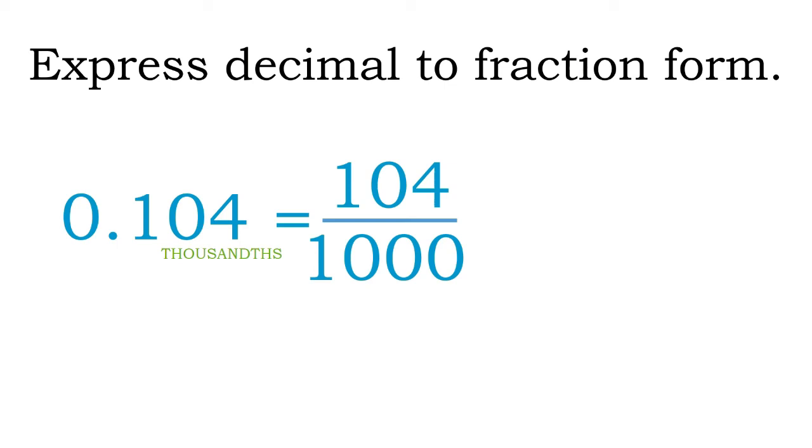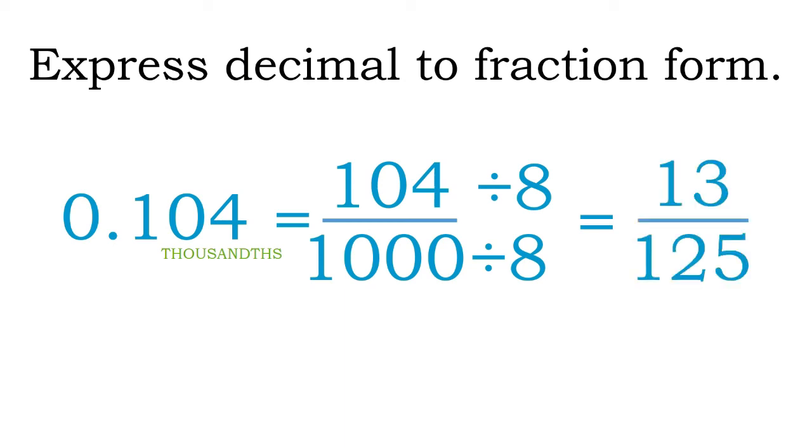Next, check if it is in simplest form. Since we can divide both numerator and denominator by 8 without remainder, then it is not yet in simplest form. So divide both numerator and denominator by 8. So 104 divided by 8 is 13, and 1000 divided by 8 is 125. Thus, the equivalent fraction of 0.104 is 13 over 125.